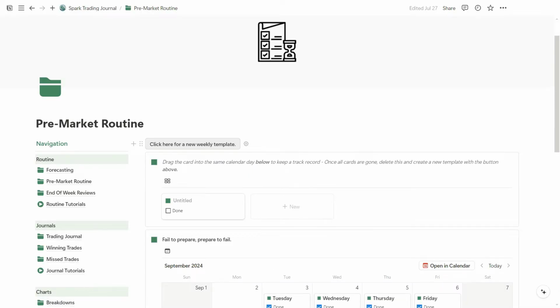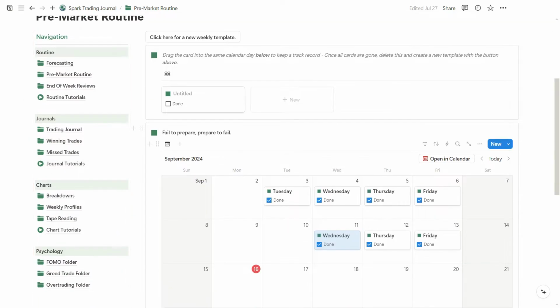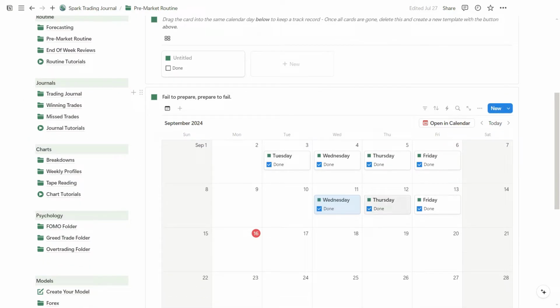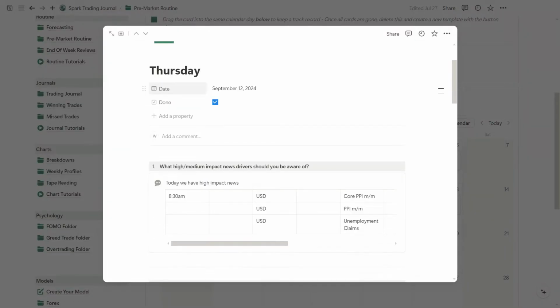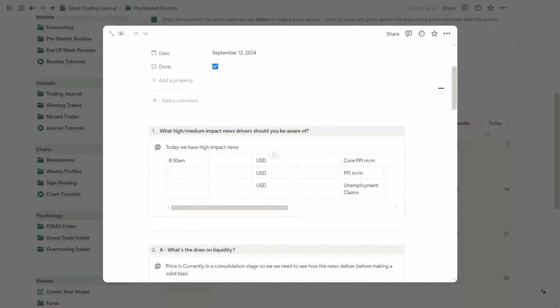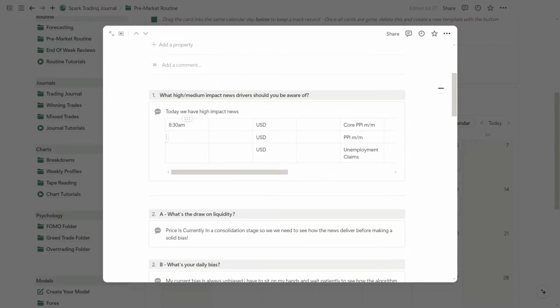As you guys can see right here, we are now on the Spark Trading journal. This is the pre-market routine section, and as you can see, this was September. This trade was taken on Thursday, September 12th. For the first question, we asked: what high/medium impact news drivers should we be aware of? For today, we had 8:30 a.m. PPI and unemployment claims. So this was a clear, heavy, high impact news day at 8:30 a.m.